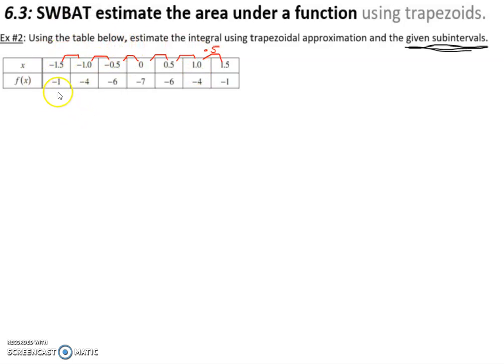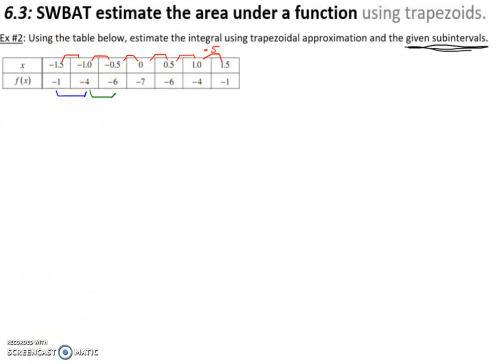And then our first trapezoid goes from negative 1.5 to negative 1, and the two y values are negative 1 and negative 4. The next one goes from negative 4 to negative 6. I keep saying the y values, but the point I'm trying to make is that these trapezoids share a side together. And then it keeps on going like that. So I'm going to get started here like this.